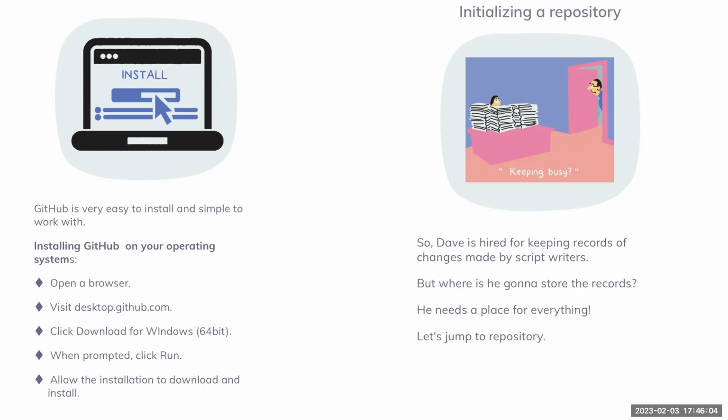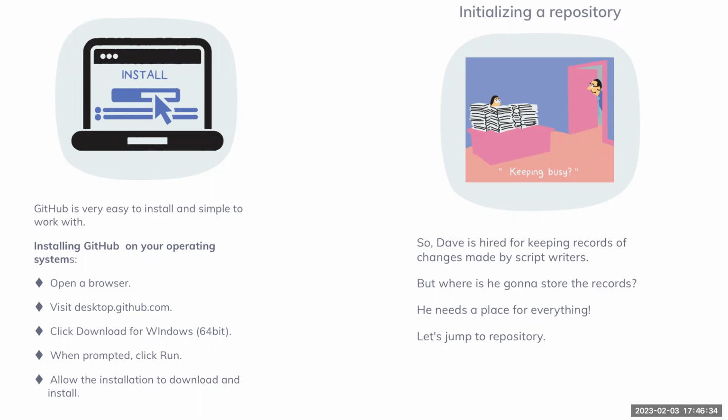Go to desktop.github.com and click download on Windows, 64-bit, or whatever laptop you use. I just gave the 64-bit for Windows, but you can get the required file for Mac or anything and download it. Installation is also very quick, you can just click next, next, next. That's it.